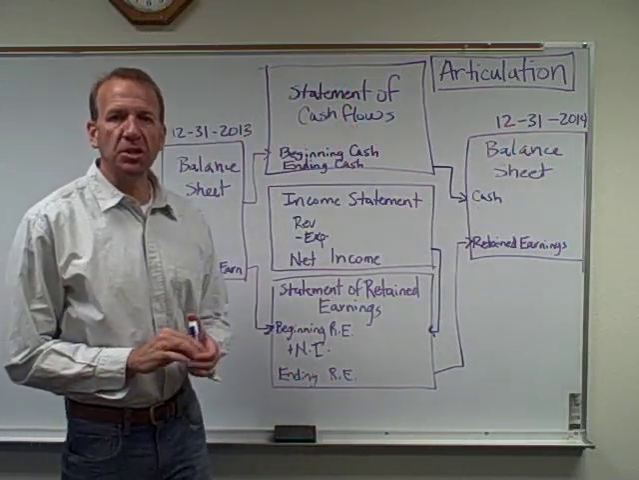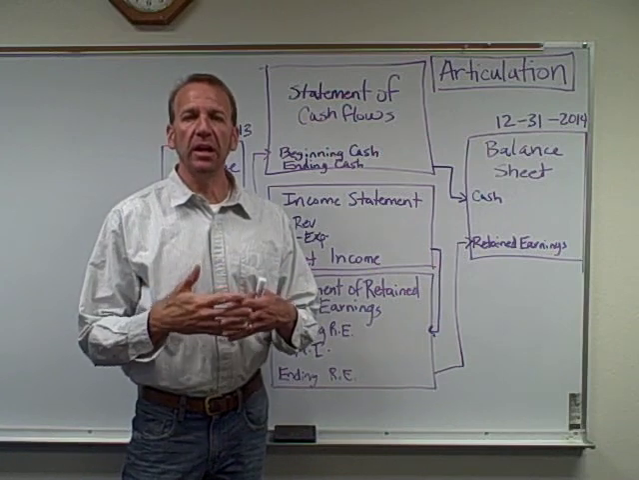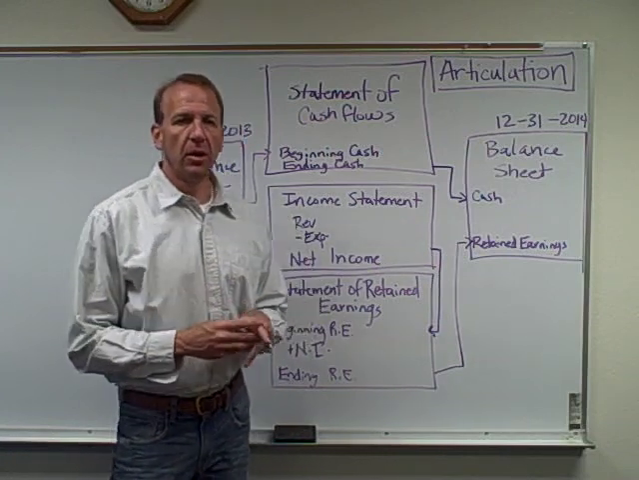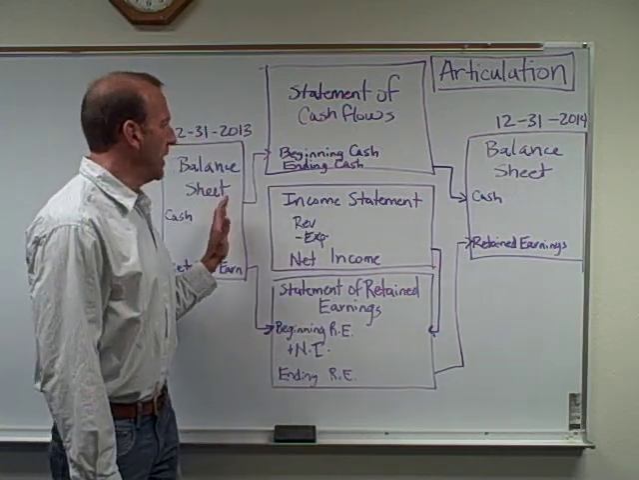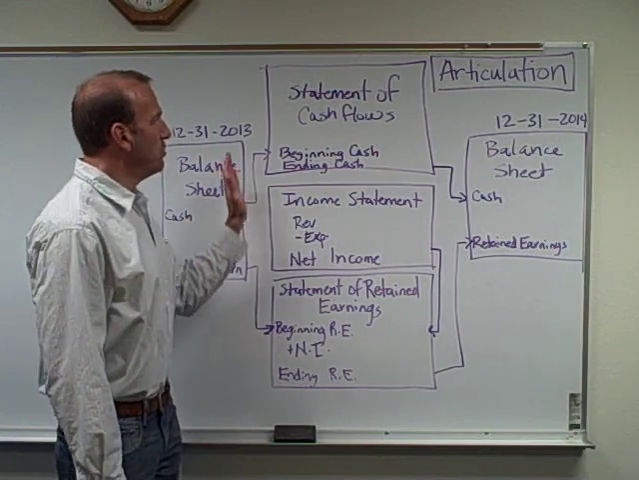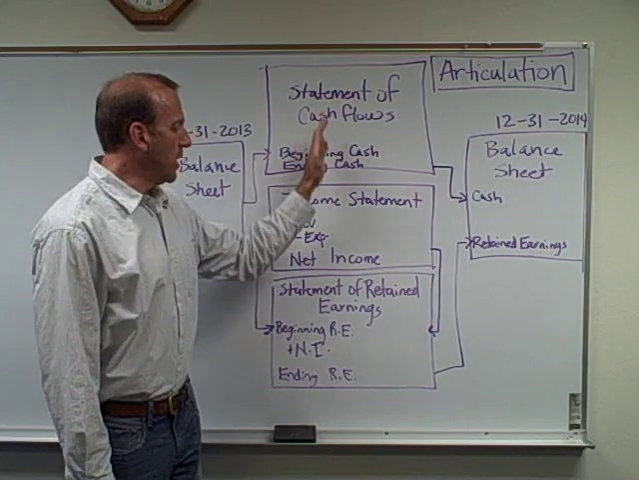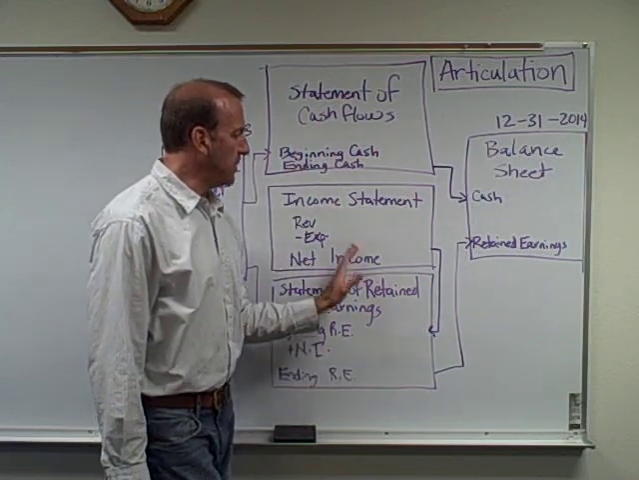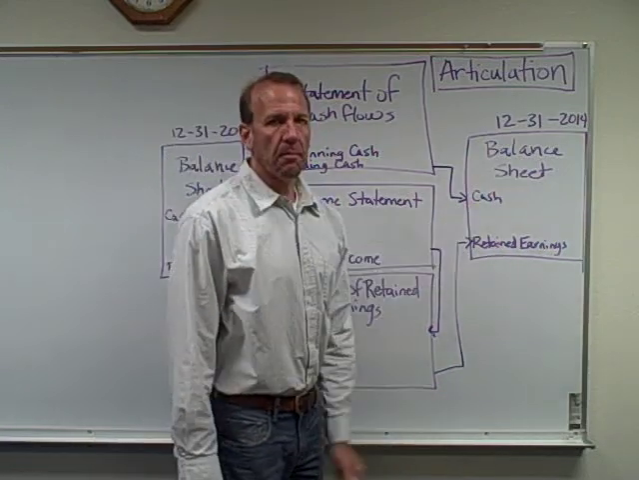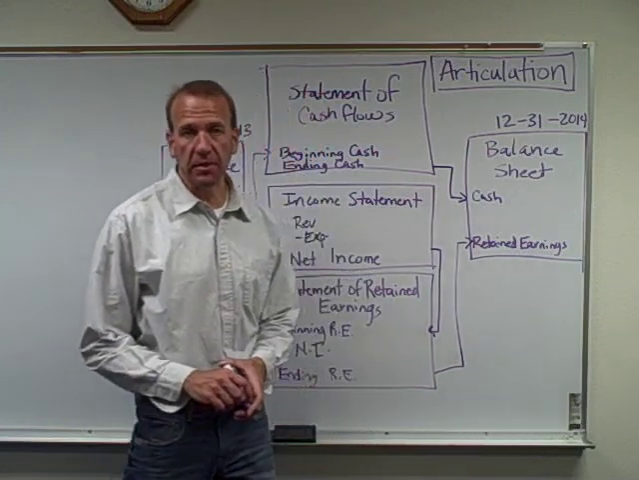So these interrelationships take place every single year in these businesses. You would take last year's balance sheet and some numbers from there would move into this year's financial statements. And then once we prepare this year's financial statements, some of these amounts will then go into our balance sheet. Once again, this is articulation.